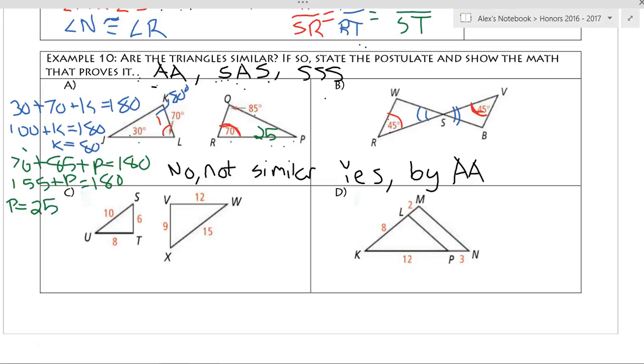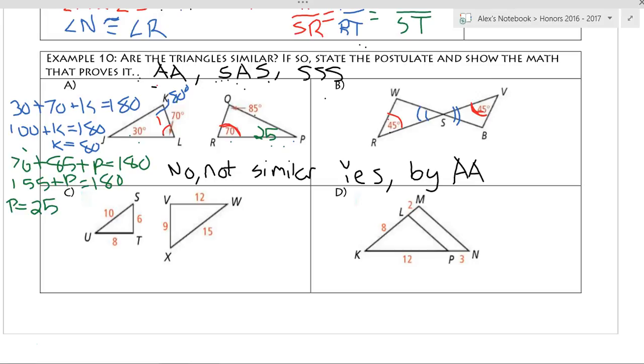Let's look at C. Now, for C, I know nothing about the angles. A lot of students get tricked because they go, oh, well, it's a right angle. If it does not mark it, you cannot say it. Unless it has that little square marking showing that it's a right angle, you cannot assume. That could be an 89-degree angle, and that one could be 90.